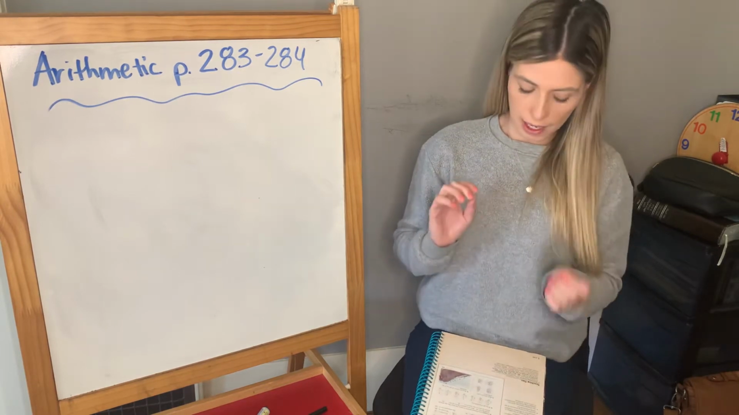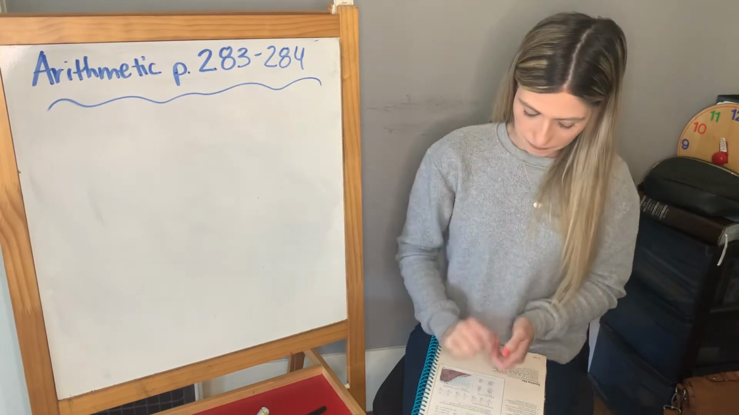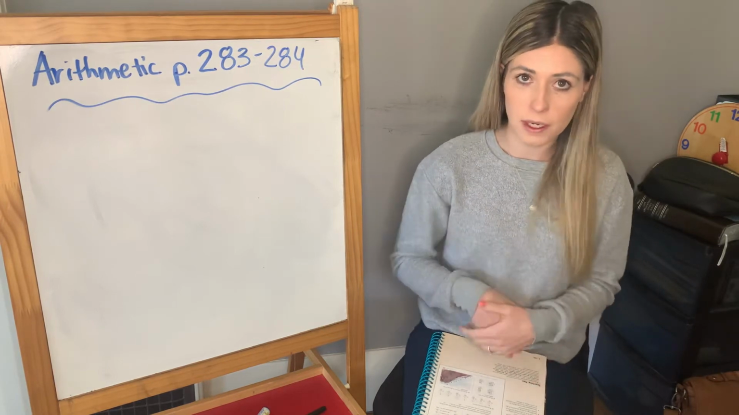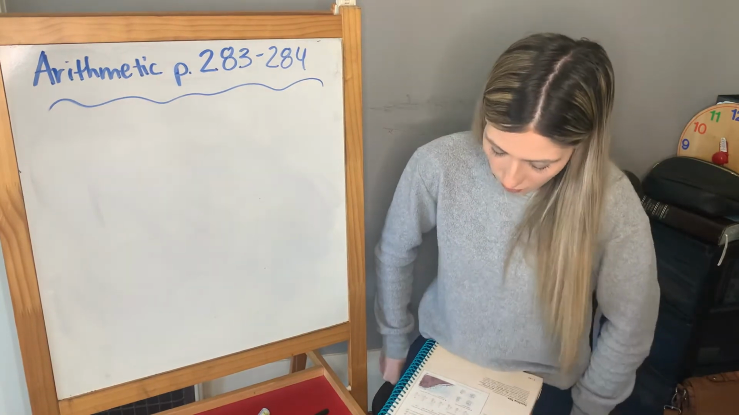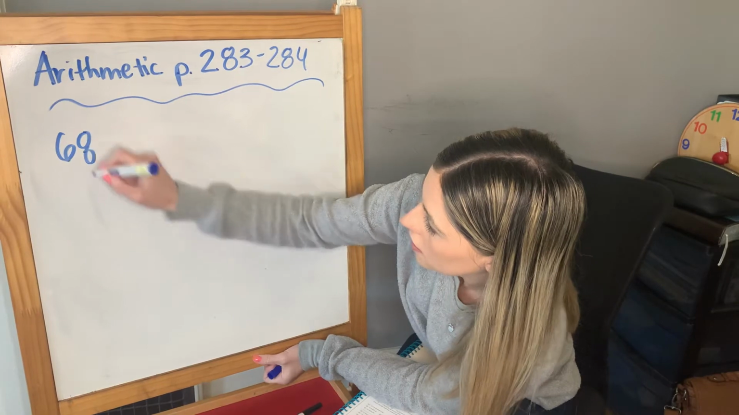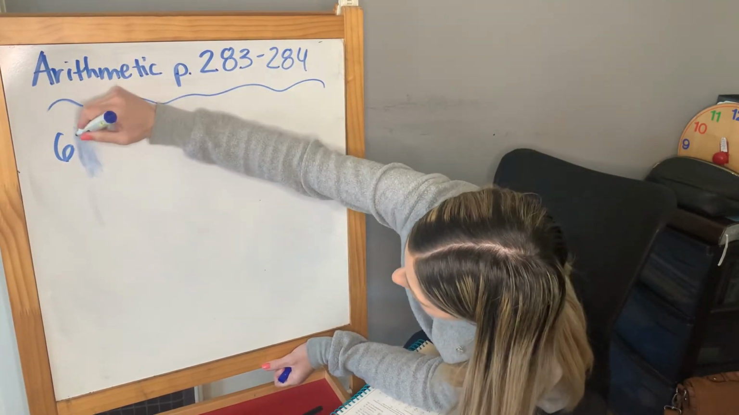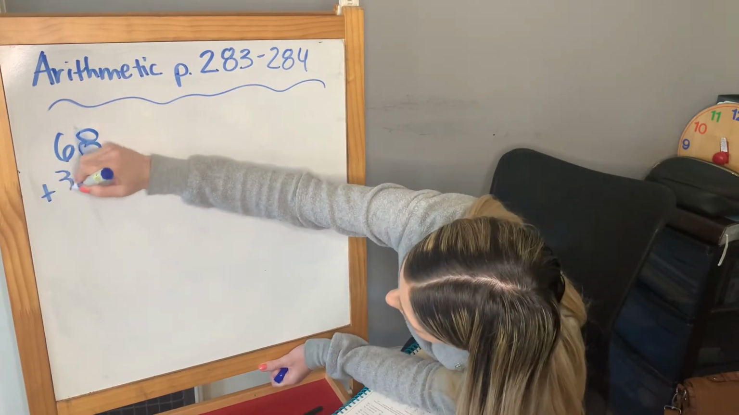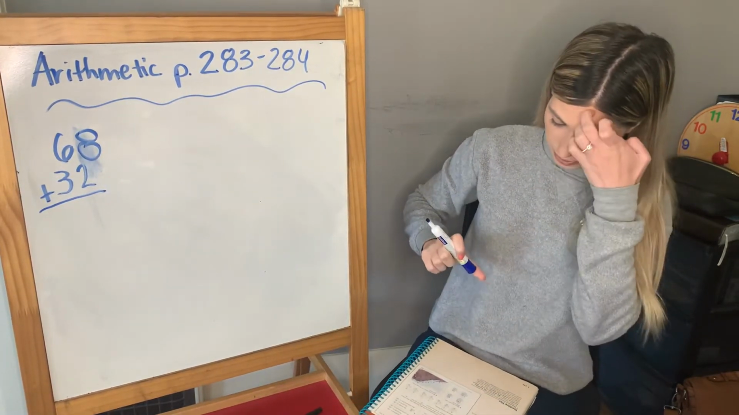So I'm going to go over section 1 on page 283. Section 1 says estimate each sum, which is exactly what we did yesterday. So I'm going to go over that with you one more time, and I'm going to do A with you. So A says 68 plus 32. Now we're going to do an estimate, so we are going to round these numbers.